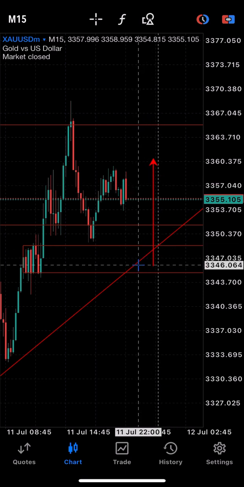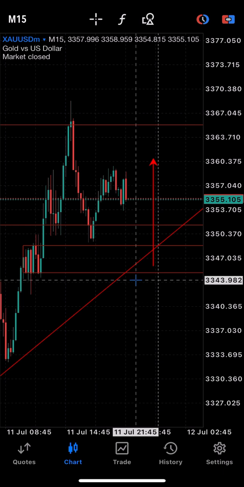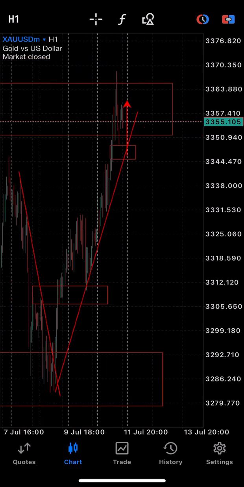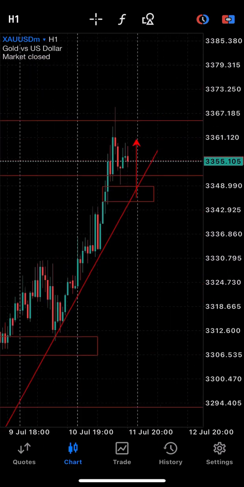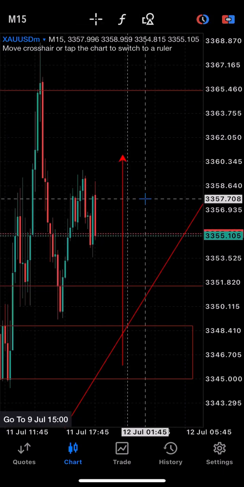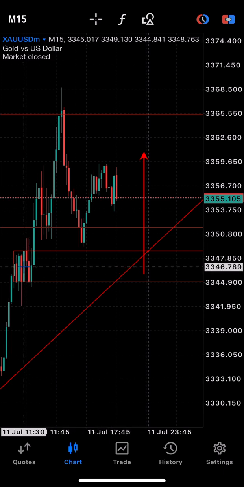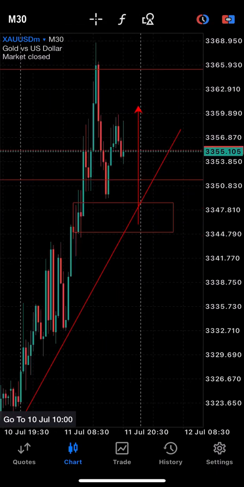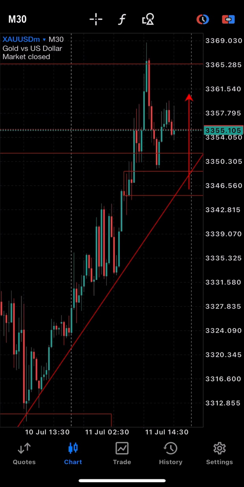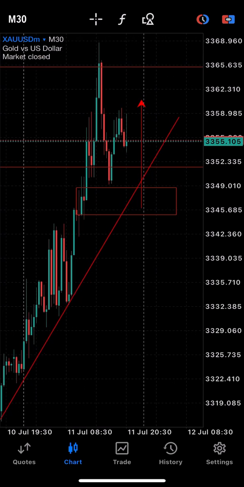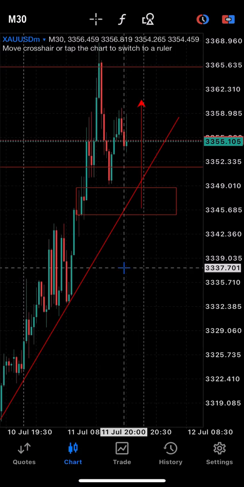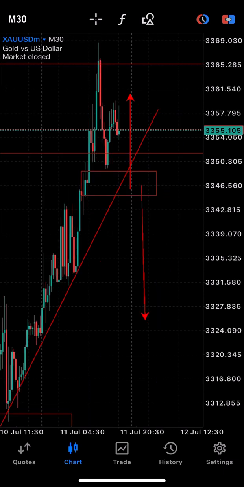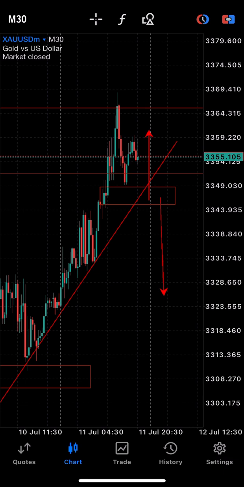But if the market fails to reject at this demand zone and breaks it because of this strong supply area on the 4 hour time frame, so if the market breaks this demand zone on the M15 time frame, and also breaks the trend line here, then we expect the market to drop massively. We expect the market to drop massively. Okay, so this is my analysis on XAUUSD.